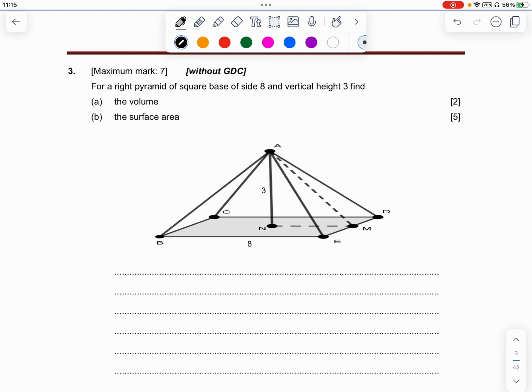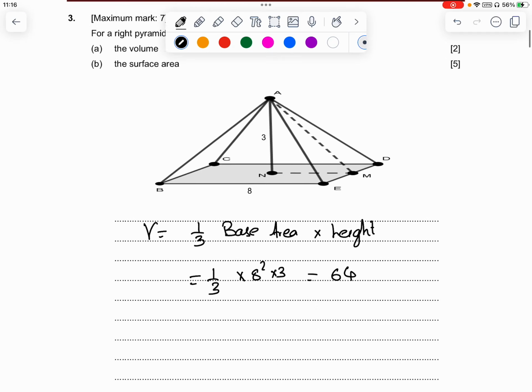Question number 3. The right pyramid square base of side 8 and vertical height 3. Find the volume. Volume is 1 upon 3 base area times height. So 1 upon 3, base area is 8 square, height is 3. Simplify that, 64.